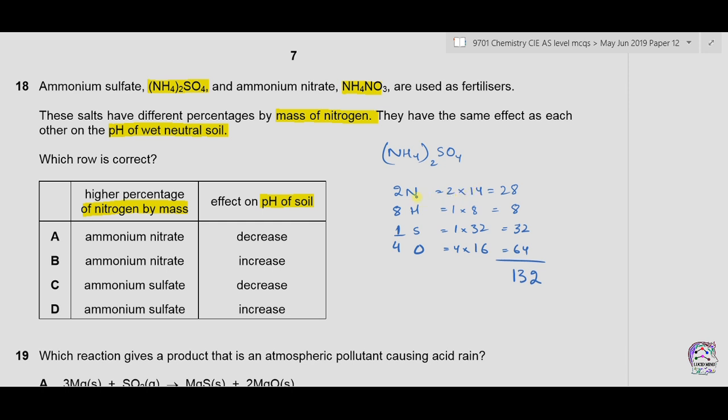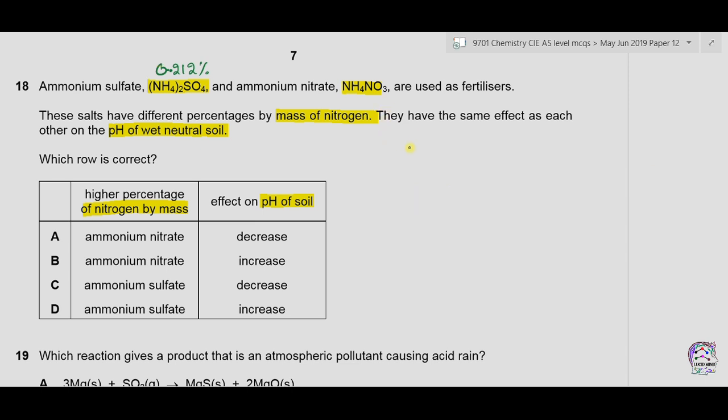Now let's find out the percentage of nitrogen. We have 28 as the mass of nitrogen. So the percentage of nitrogen is equal to 28 divided by the total molecular mass, which is 132, into 100. So the percentage of nitrogen comes equal to 0.212%. So the percentage of nitrogen is 0.212 in ammonium sulfate. Let's do the same for ammonium nitrate.